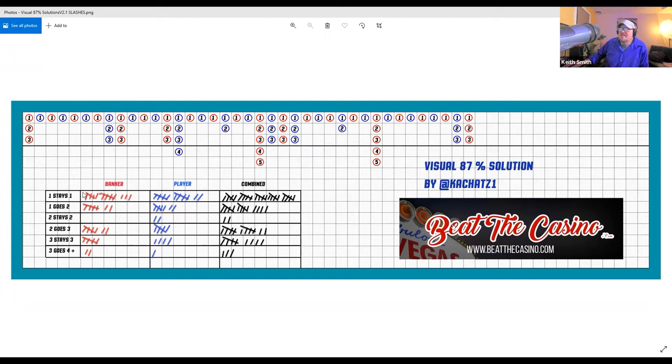So basically we're going to talk about how do you analyze this? How do you look at this? What are you looking for? Well, you've got to break down the player side from the banker side and then also look at it in total. Those three things will give you the clue to how this particular shoe is behaving.